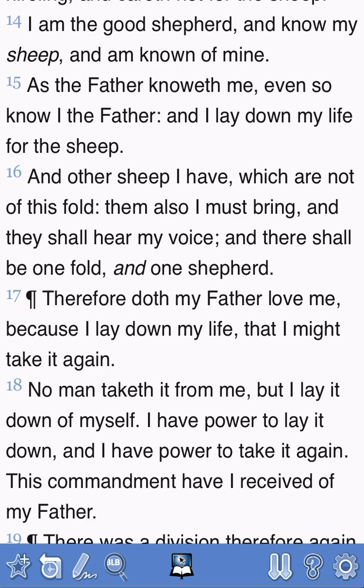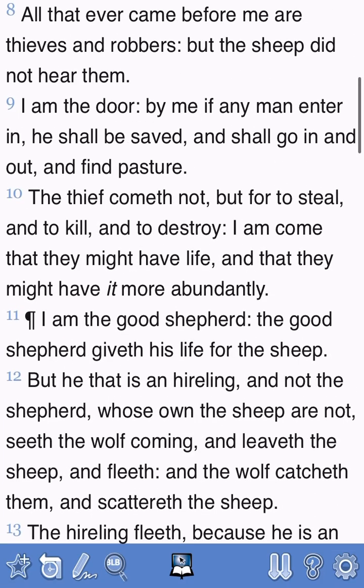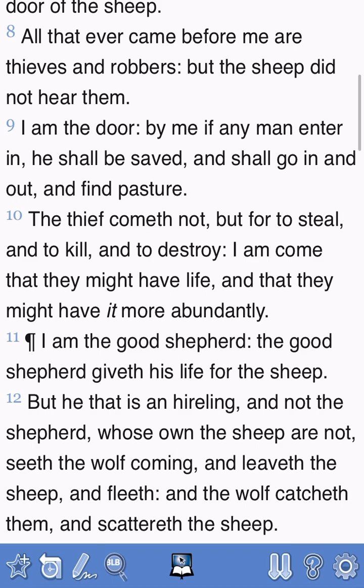All right, but the true one that spreads out, that spreads himself, that vine will be Yahweh Shai. This is John chapter 10 and verse 9, and it says, I am the door. By me, if any man enter in, he shall be saved, and shall go in and out and find pasture.